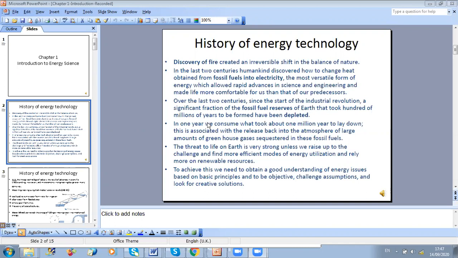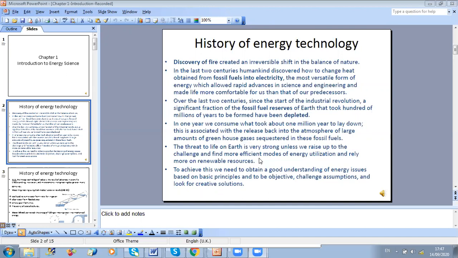So in 1 year, we are consuming what took about 1 million years to lay down when we are talking about fossil fuels. And this is associated with the release back into the atmosphere of large amounts of greenhouse gases. And you will see here in this chapter what greenhouse gases are. And you will see that they have a very harmful effect on the environment, okay? So the threat to life on Earth is very strong.